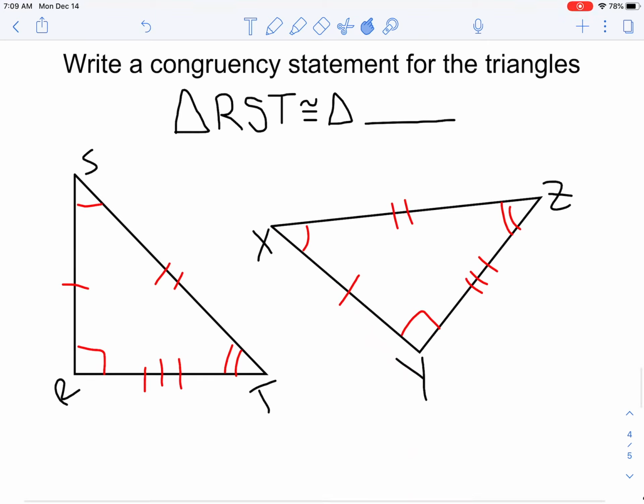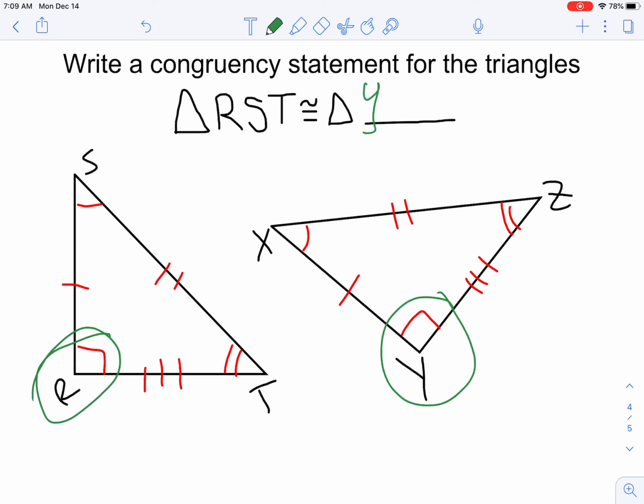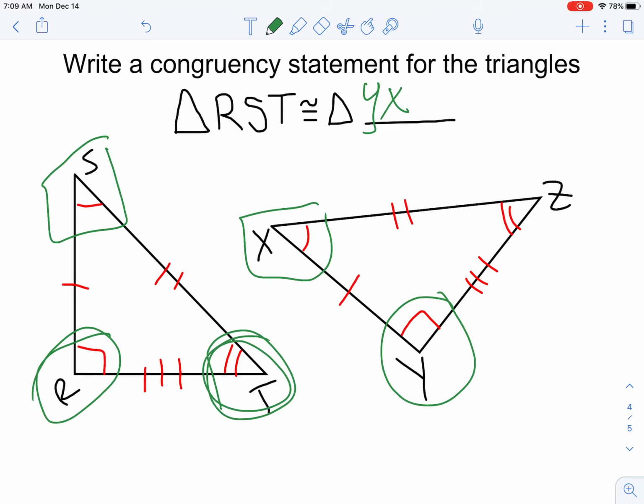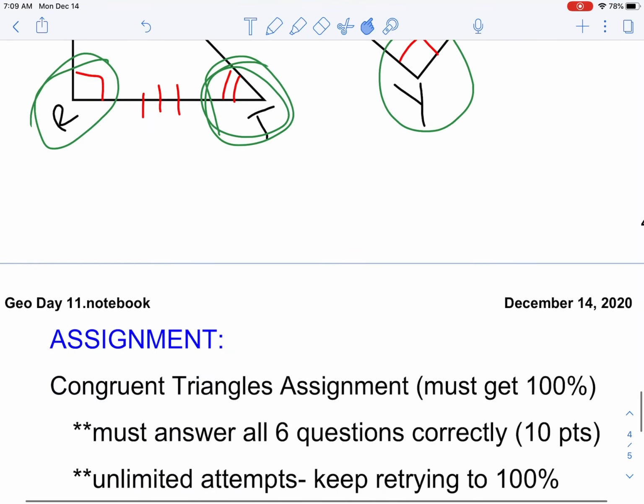All right, one final walkthrough. So this one goes RST, so I'd first look at which matches with R. So R is my right angle box, so Y is my right angle box. Then I'd have to do S, so S has one arc, and X has one arc. And then T has two arcs, so Z has two arcs. Okay, that is what you were doing in the other problems on your assignment today.